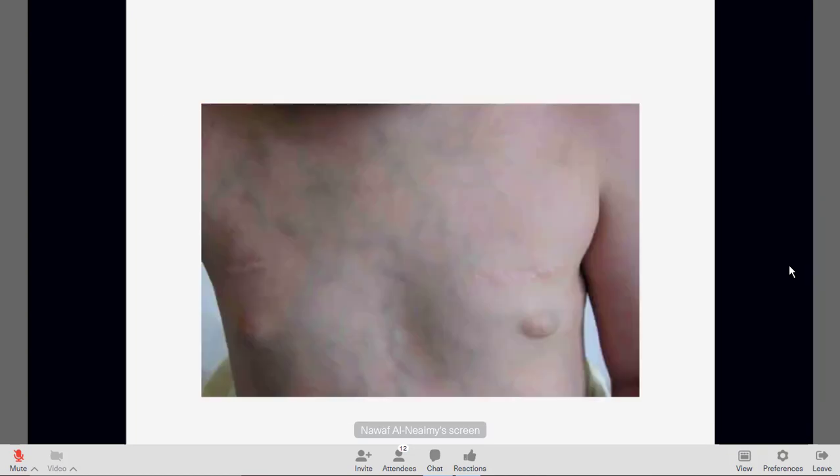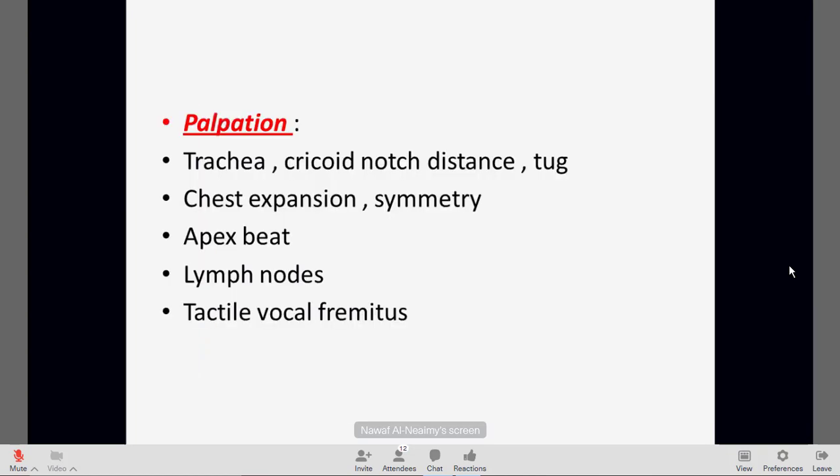This was regarding the inspection of the chest. Now regarding the palpation. Palpation, we have 5 things to do. In fact, they are 4. First, we will examine for the trachea, and next the expansion, chest expansion.